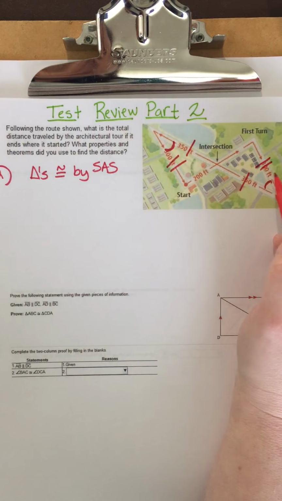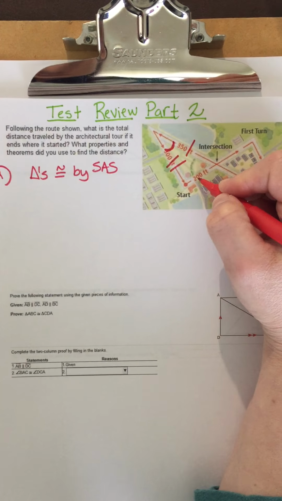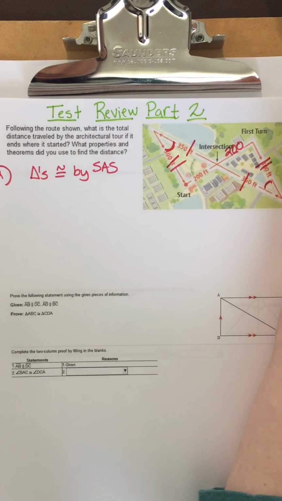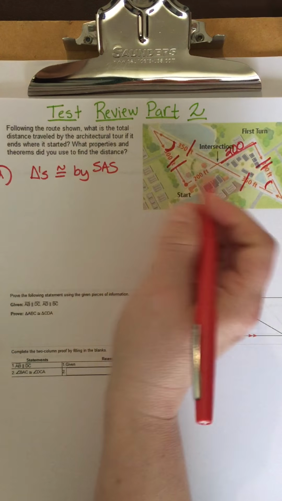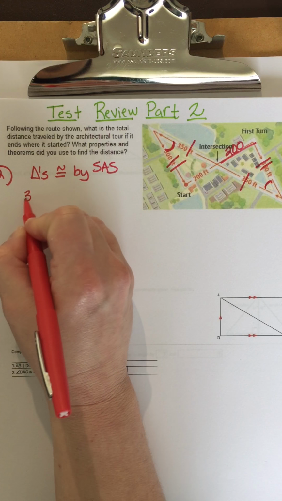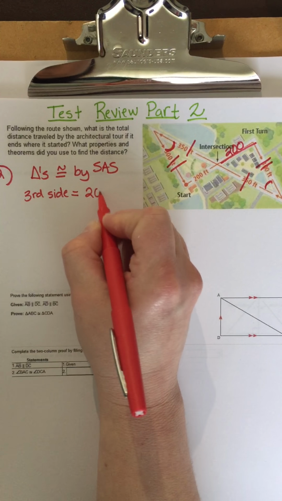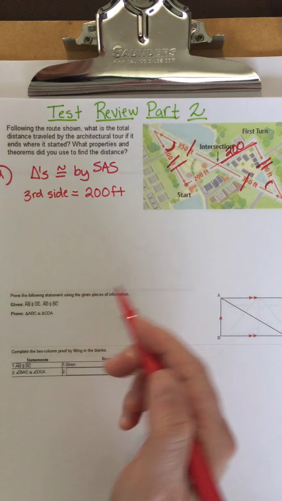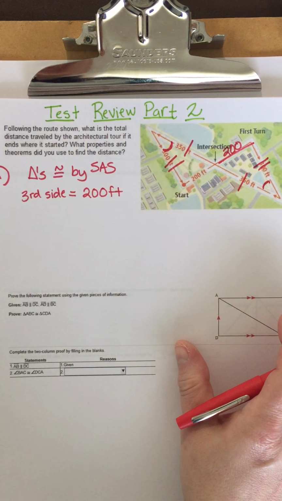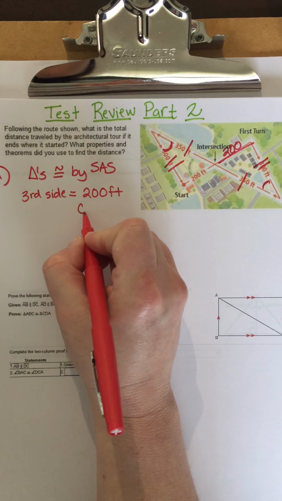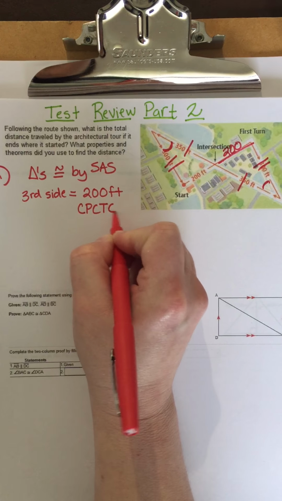Well, since these triangles are congruent, then if this is 200, this is 200. So I'm just going to write the third side equals 200 feet. And that's because corresponding parts of congruent triangles are congruent. So I'm going to put CPCTC.